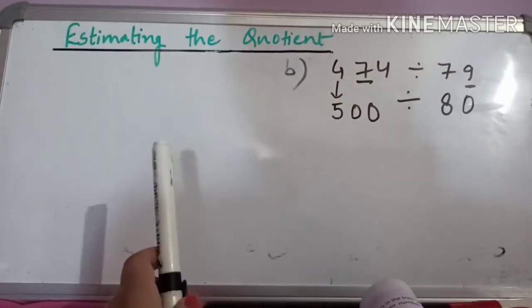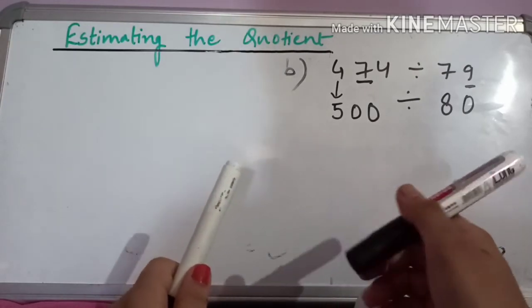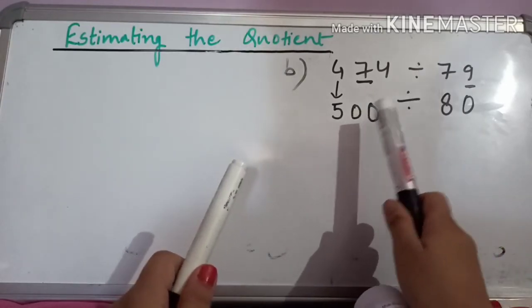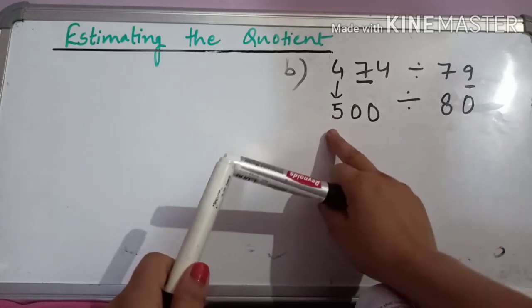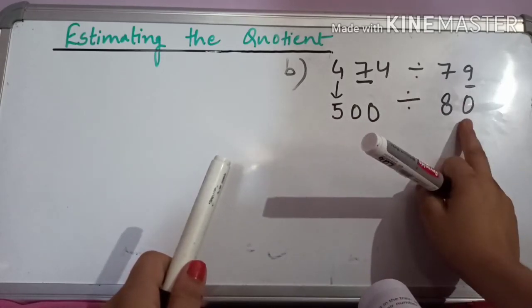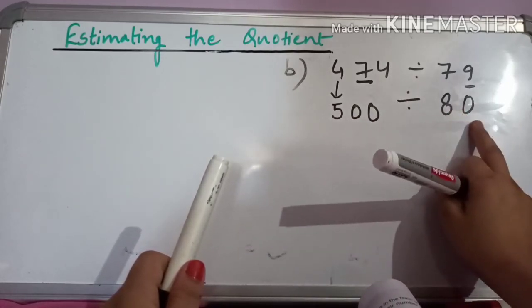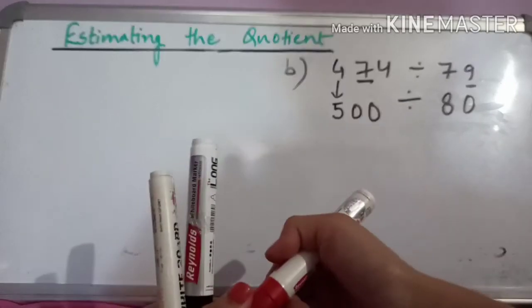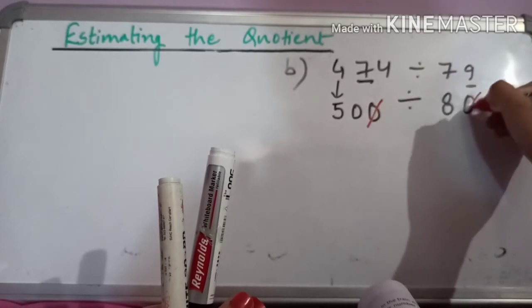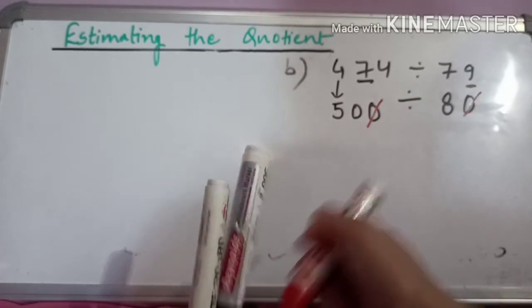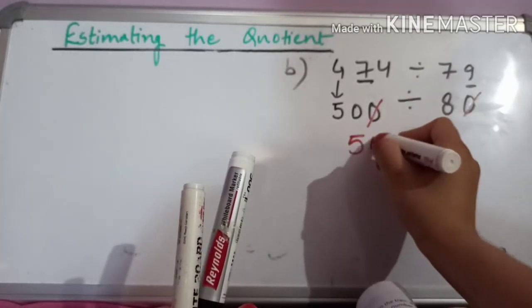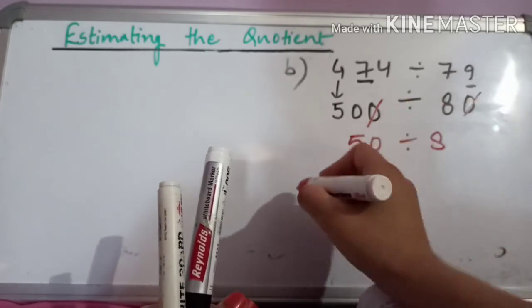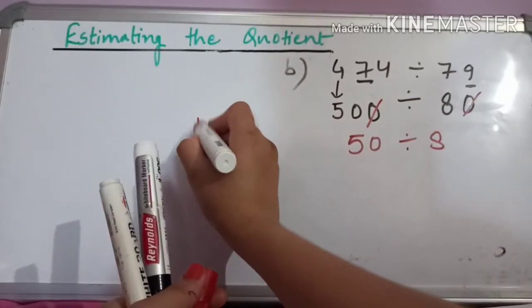Now we know the rules. We'll simply eliminate the least number of zeros from both the dividend and divisor. The least number of zeros here are 1. You can see there is only 1 zero in the divisor. So we'll eliminate only a 0 from both the divisor and the dividend. The rest of the digits, the number is 50 divided by 8. So we will divide 50 divided by 8.